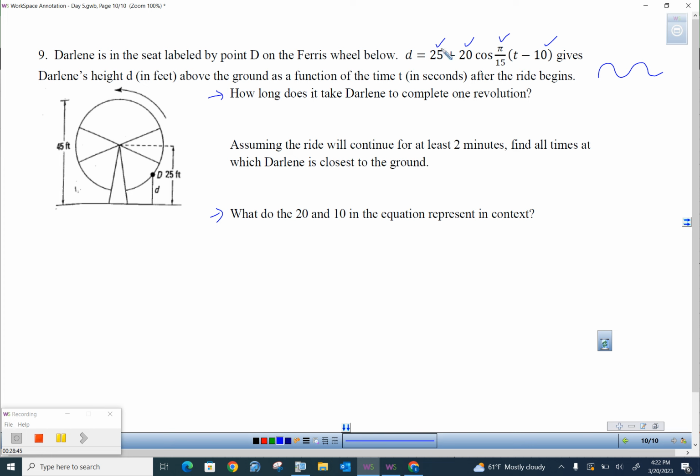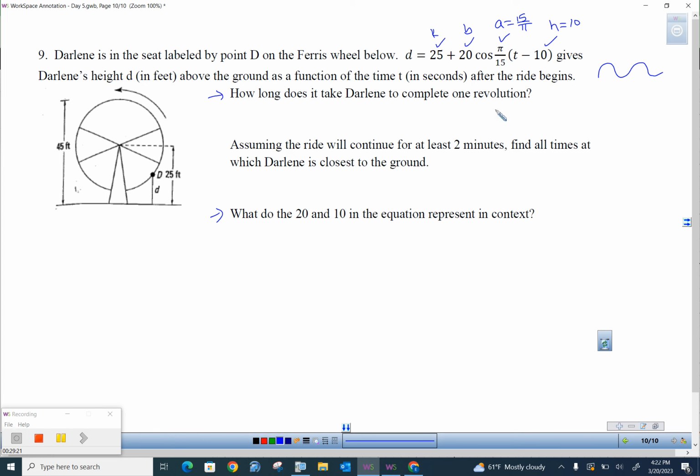Okay, this is our K value, or our midline. This 20 in front is the B value, or the amplitude. This is not quite A, just like we did on the other ones. I'm going to write this to the side. This is the reciprocal of A, so that would be A is 15 over pi. And this -10 is not H, but it's close. It's the opposite of what you see, so H is 10. Okay, those items are going to help us answer questions.